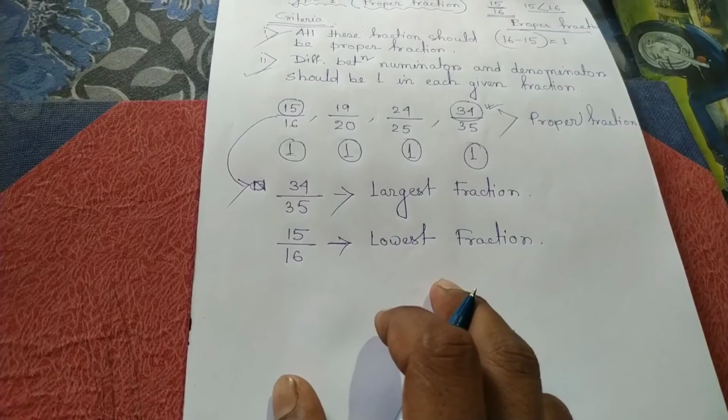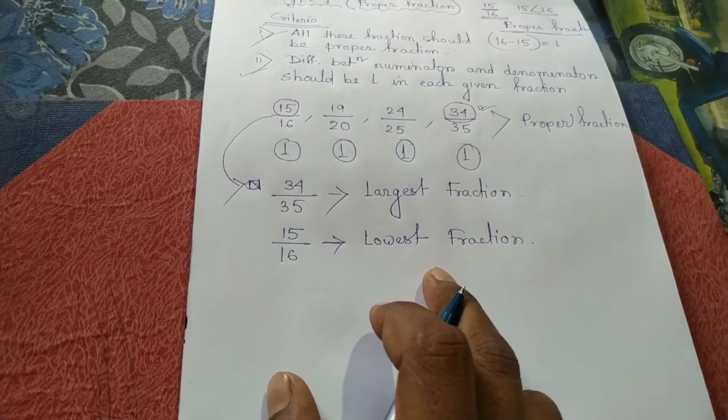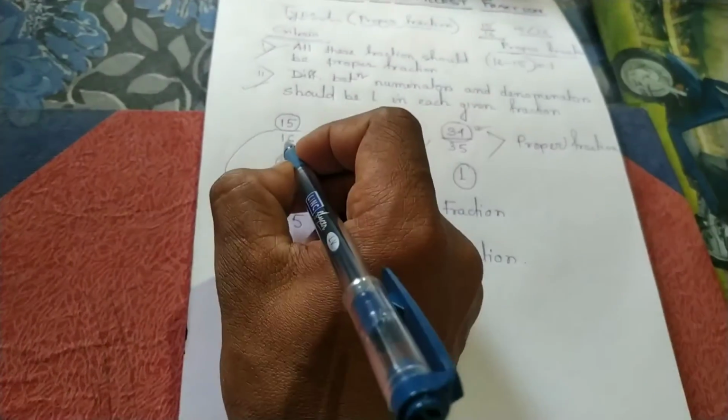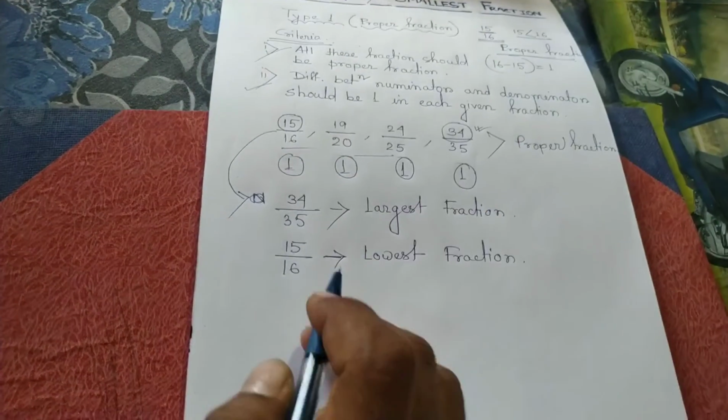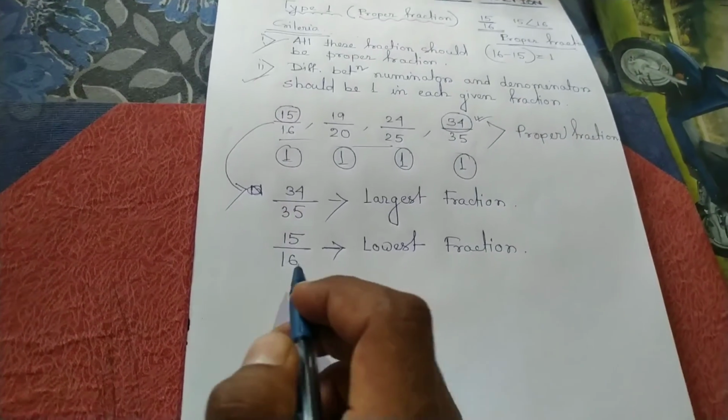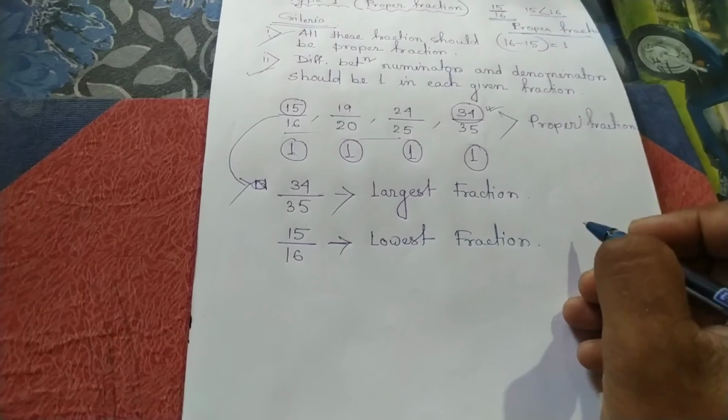But you have to remember two criteria should be maintained. One, that all the fractions should be proper fractions, and the second is that the difference between the numerator and denominator should be 1.